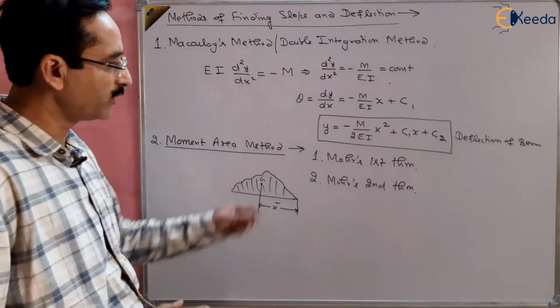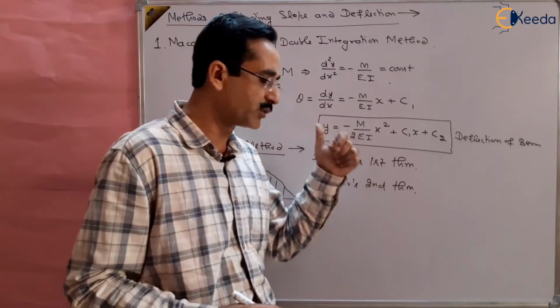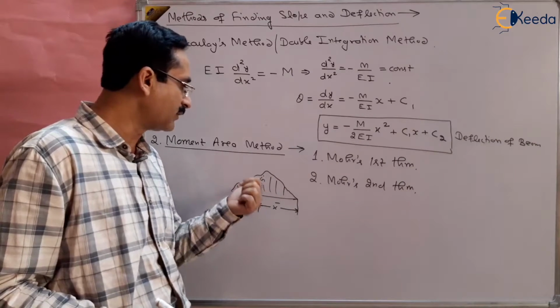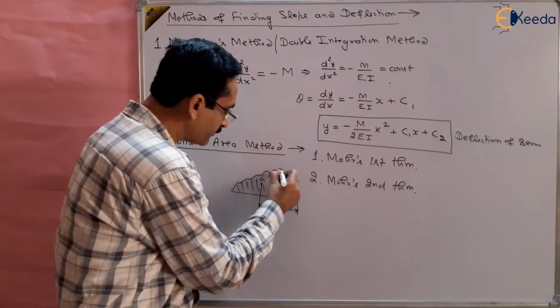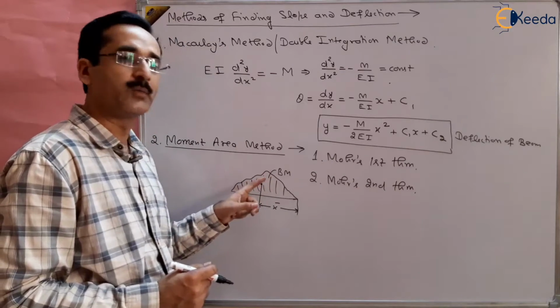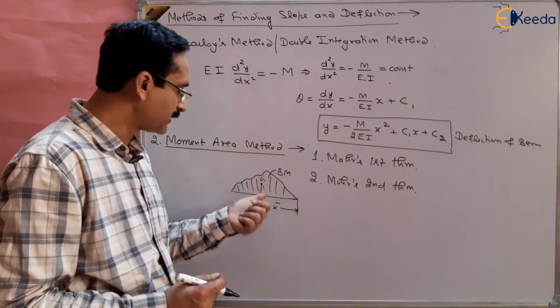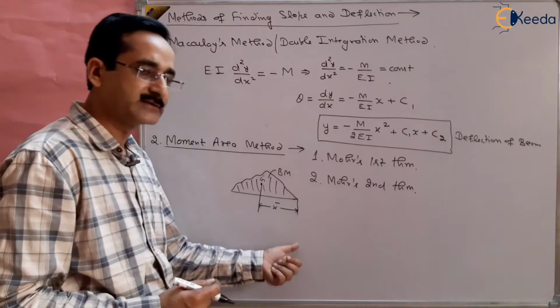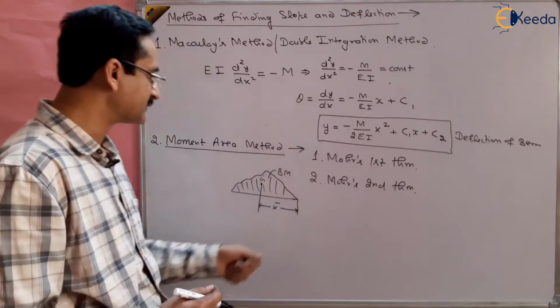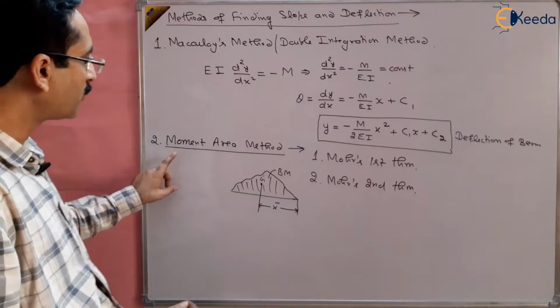First we will define the theorem. What is Mohr's first theorem? What is Mohr's second theorem? And then we will take this bending moment diagram, assuming that this bending moment diagram is an area. So taking the moment of this area about any axis will give the deflection at that axis, right? So that's why we are taking moment of area.